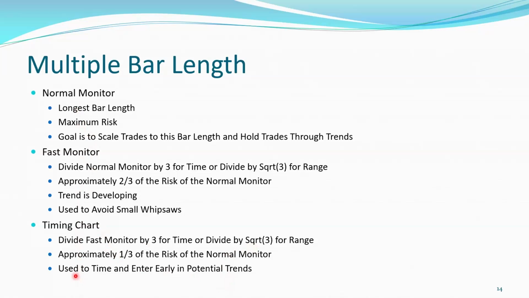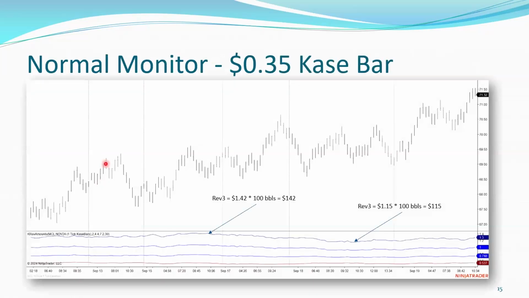Now, we might end up taking a couple of trades on the timing chart, getting in, getting out. But ultimately, what we're trying to do is time a trade early during that consolidation phase as a trend is developing, kind of during that wave 1 and 2 or A and B. And then we're going to scale our trade up when we get that impulse move to the fast monitor and the normal monitor. As an example here, again, I'm using the micro crude oil chart just because I wanted to stay consistent throughout this presentation, but this can be used on anything.